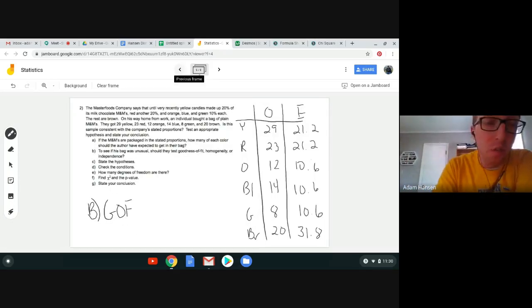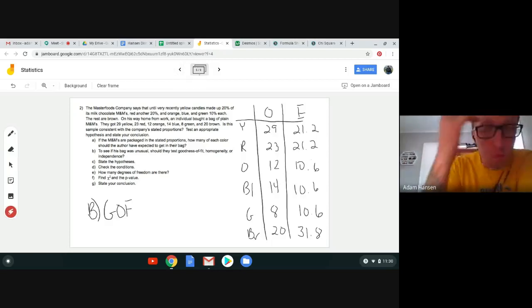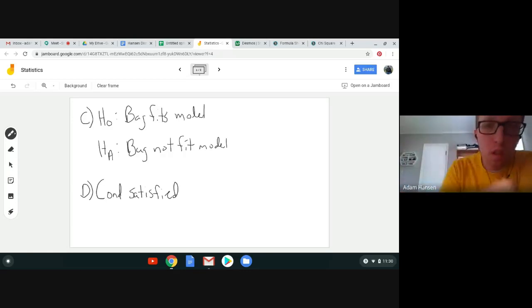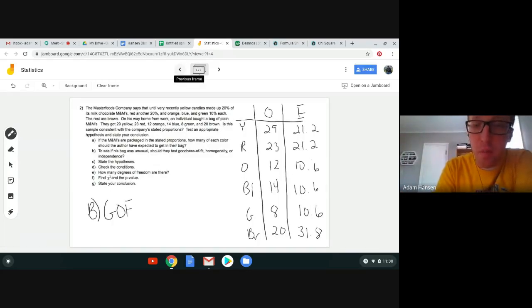Check the conditions. We have a random sample of M&Ms. That's not too hard. Let's hope it's a randomly picked bag. Each expected count here is more than 5, so we're good to go. How many degrees of freedom? There are 1, 2, 3, 4, 5, 6 different colors of M&Ms. 6 minus 1 is 5.